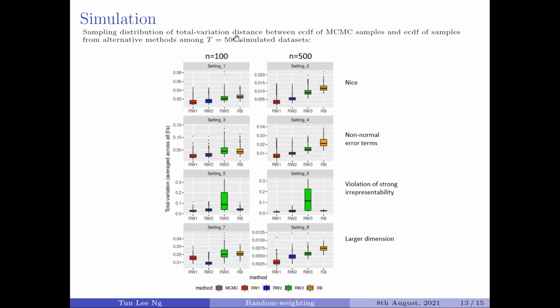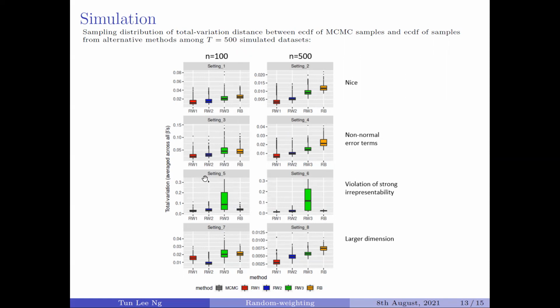For each dataset, we perform MCMC and the other 4 methods. Then we compare the total variation distance between the empirical CDF of MCMC samples and the empirical CDF of the samples from the alternative methods. Ideally, we want all the 4 methods to be as close to MCMC as possible. So we want the box plots to be as close to 0 as possible, because we want the total variation distance to be close to 0. As we can see here, across all 8 simulation settings, the first random weighting scheme has the smallest total variation distance when compared to the eCDF of MCMC samples.